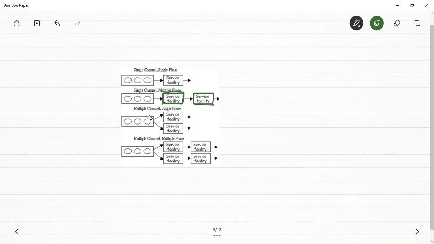If we talk about this case, see here now, there are multiple channels, but there is a single phase.